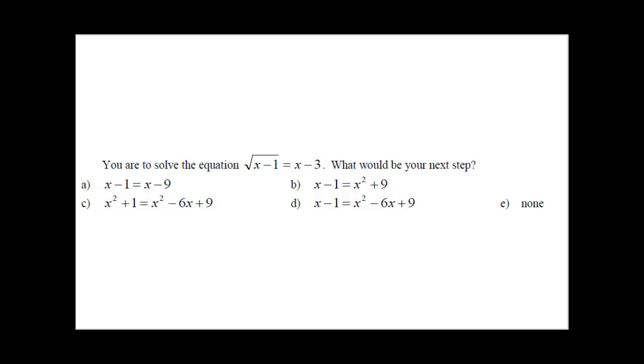Square root of x minus 1 is equal to x minus 3. What would be your next step? Sunit? Any idea, Sunit, how you start this? I'm not quite sure, but I think we should multiply both sides by square root, no, by x minus 1.